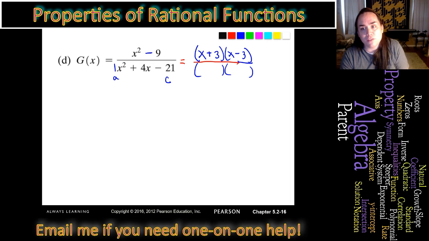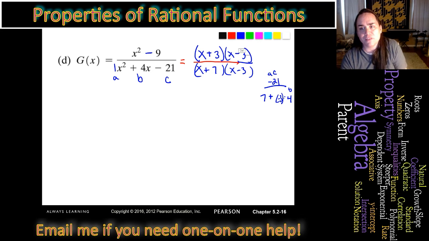Well, a is 1, c is negative 21. So a times c is negative 21. What two numbers can you multiply to get negative 21, but when you add those same two numbers, you get b, which is positive 4? Turns out the numbers are 7 and negative 3. 7 plus negative 3 is positive 4. So my factors are x plus 7 and x minus 3.